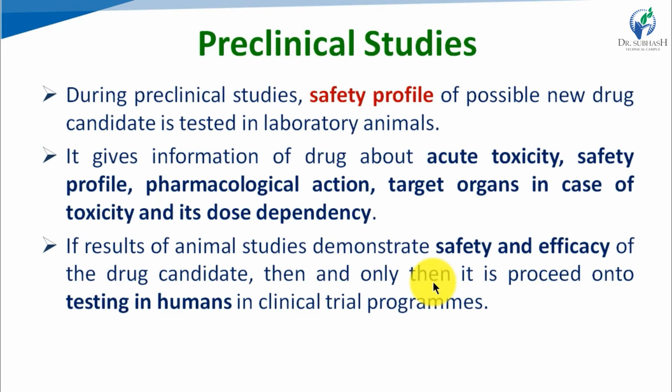So first we will see the preclinical studies. During the preclinical study, the safety profile of a possible new drug candidate is tested in laboratory animals. देखिए यहाँ पे safety profile है तो it will be studied in preclinical. Both in vitro and in vivo studies can be done in preclinical studies, in laboratory animals. It gives information about the acute toxicity, the safety profile and pharmacological action, the target organ in case of toxicity, and its dose dependency.